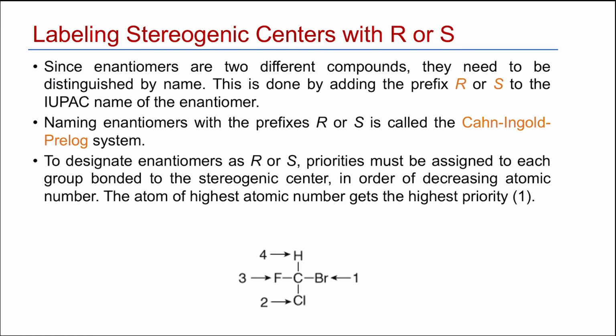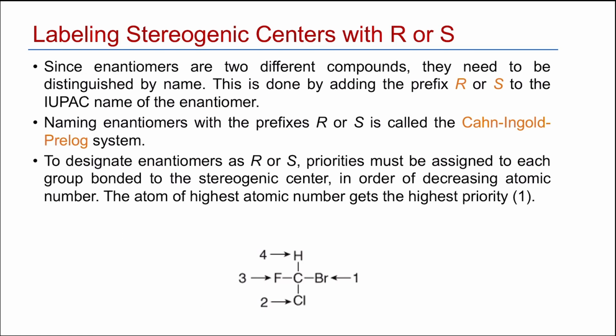In this video, I'm going to talk to you about how to assign the configuration of your chiral center. So we talked about enantiomers and chirality, and we said that the two enantiomers are two different compounds, and because they are two different compounds, they need to be given a different name. Here, the IUPAC name itself will stay the same, but we just add a prefix to that name, R or S, just to assign the configuration or to decide which enantiomer this particular molecule is.